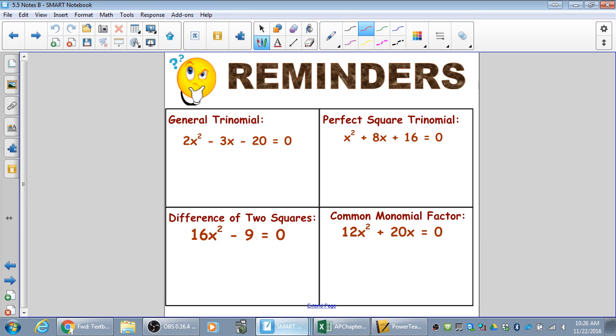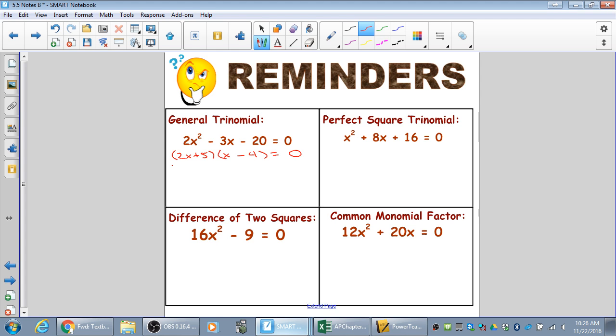We have just some reminders. We have a general trinomial, and hopefully we can factor this. 2x and x. I need 3 somehow. 5 and 4 somehow. Yeah, 8 and 5. So we have minus 4 plus 5, because that'd be a negative 8x. Positive 5x, that's going to be a negative 3x.